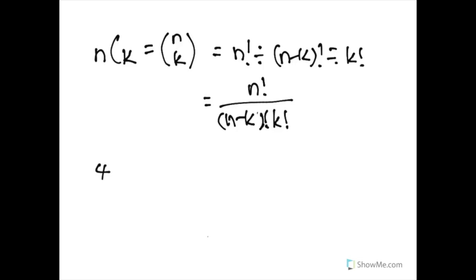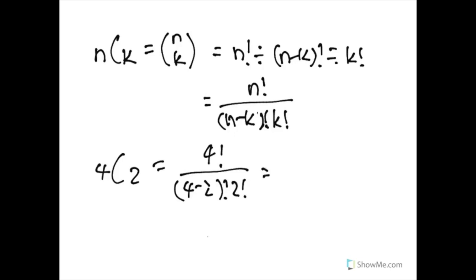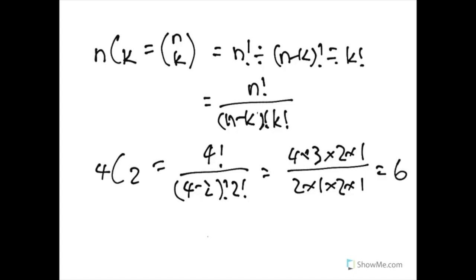So just as a practice, in the question we dealt with 4 choose 2, now we could have just counted this as 6. But if you wrote this out, we see that we would get 4 factorial divided by (4 minus 2) factorial, 2 factorial. So this is 4 times 3 times 2 times 1 divided by 2 times 1 times 2 times 1. And after the cancellations, you see that it is indeed equal to 6. So that sums up this tangent on the formula for n choose k as well.